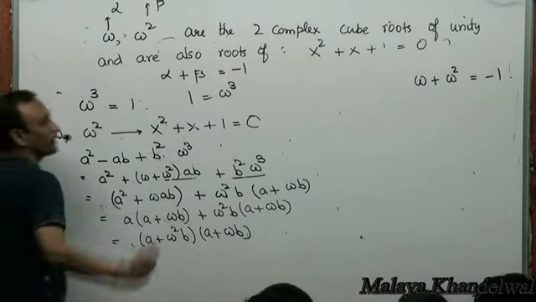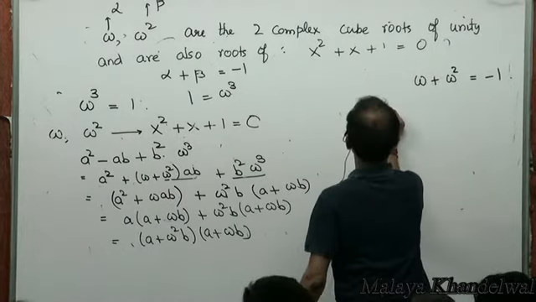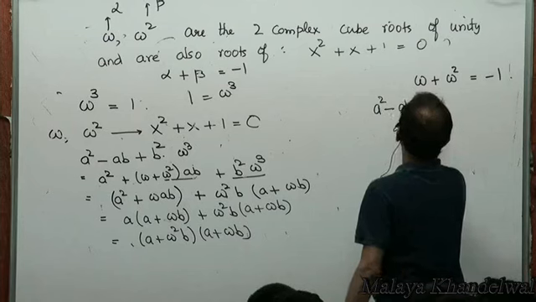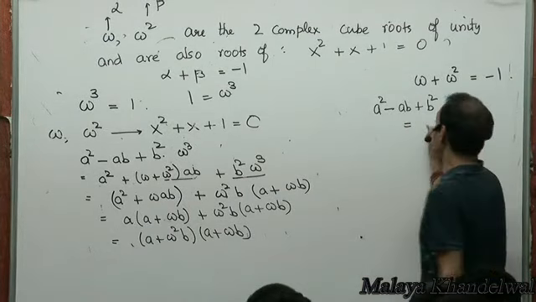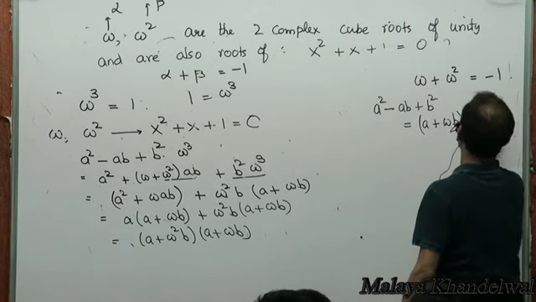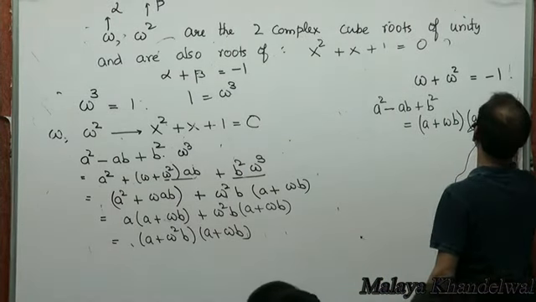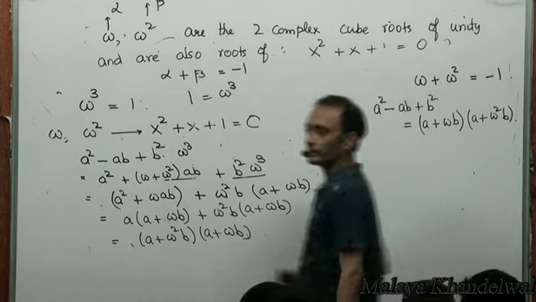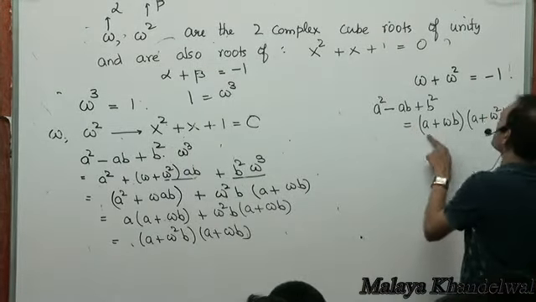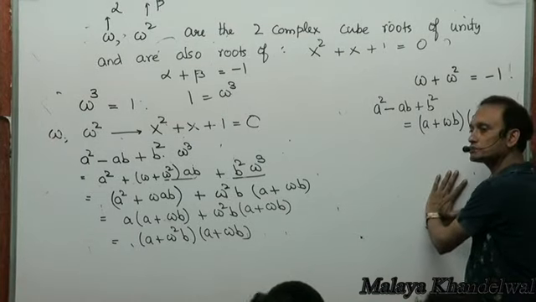That's a squared minus ab plus b squared. So a squared minus ab plus b squared has a standard set of factors, which is a plus omega b into a plus omega squared b. Two standard factors for a squared minus ab plus b squared. These are the two factors.